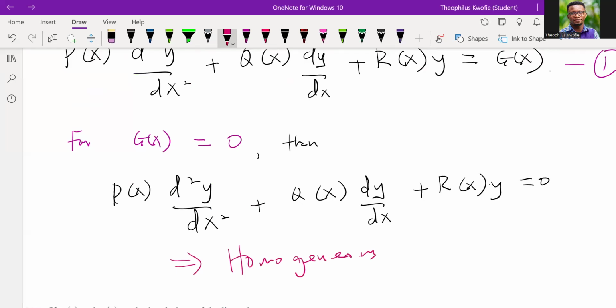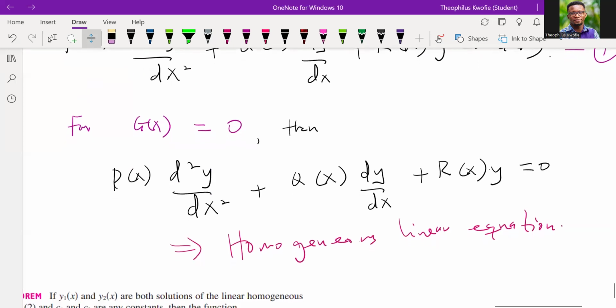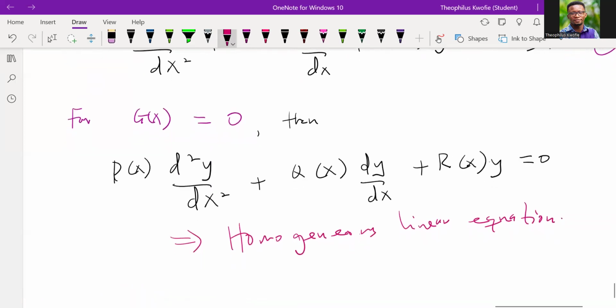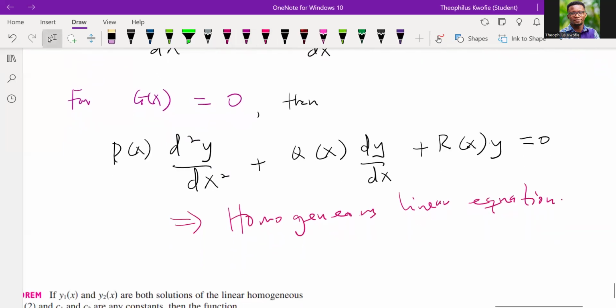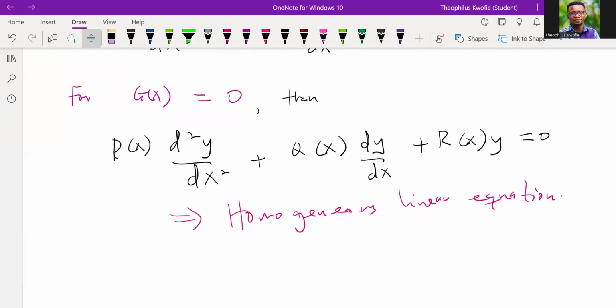We call it the homogeneous linear equation. This is what we call the homogeneous linear equation. That's for the case when g of x is 0. What happens to the converse? If g of x is not 0, what is the name? Now, if g of x is different from 0, then it's what we term as the non-homogeneous linear equation.